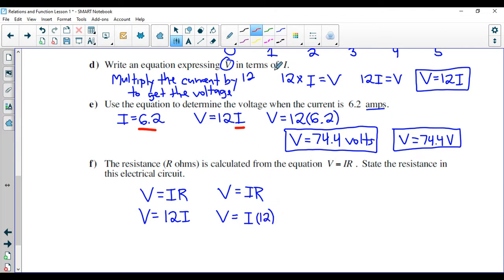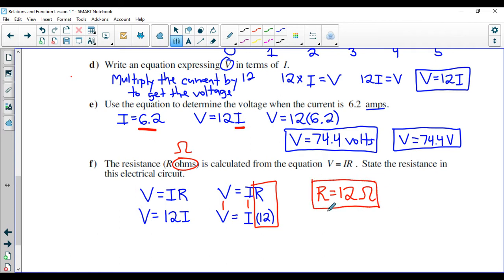So if you draw the comparisons here, the voltage variables line up, the current variables line up, which means then that the resistance would just be that number 12 that you have there. So you'd have the resistance would be equal to 12, and the unit here says ohms. The symbol for ohms is this letter. So you have resistance is 12 ohms. Or you could just write down, if you didn't want to write down that symbol, 12 ohms.